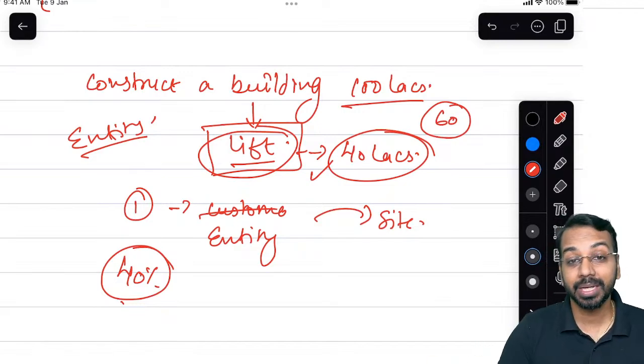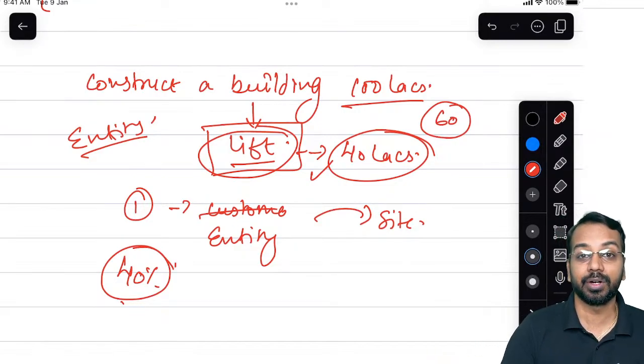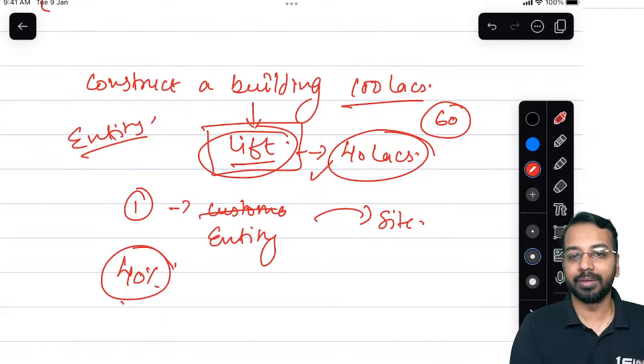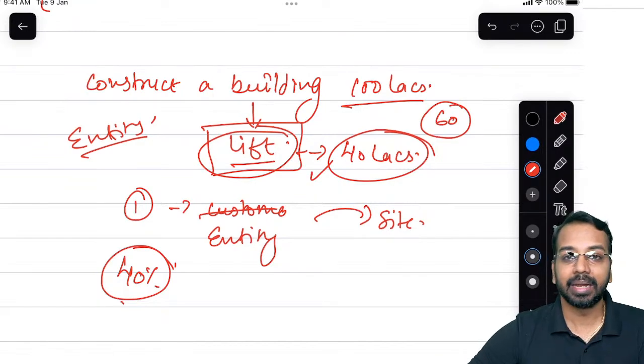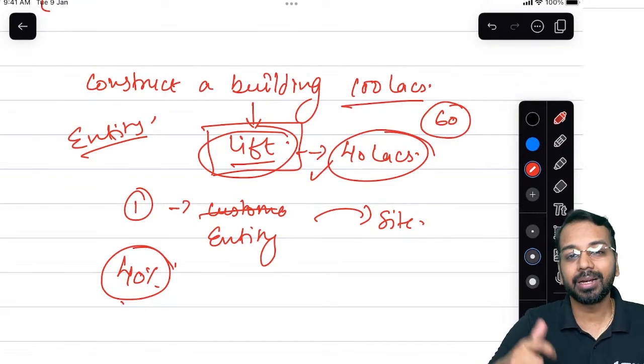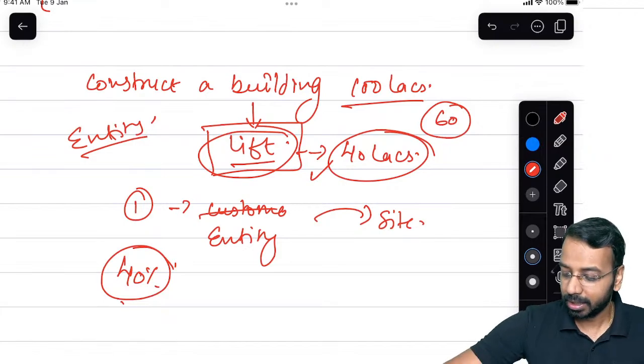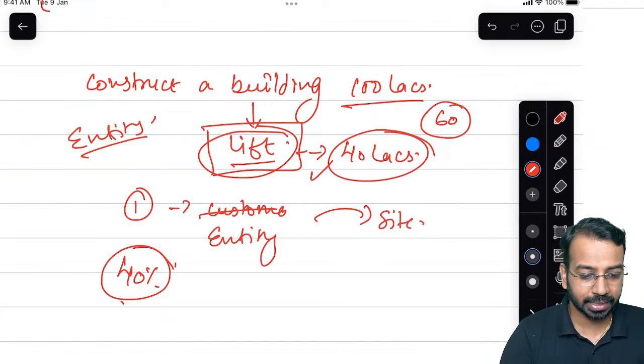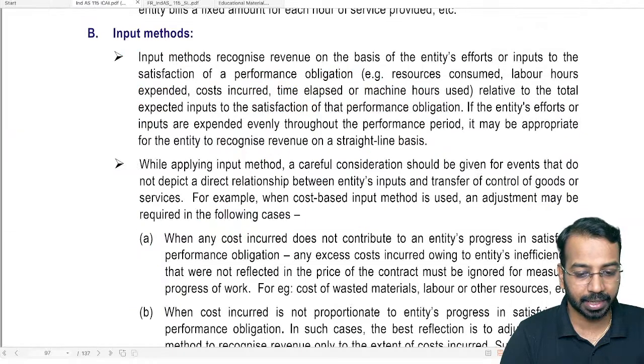No other cost has been incurred. Only lift has been purchased and delivered. Just because you have purchased the lift and delivered, you should not be recognizing revenue immediately, right? The reason being, it will unnecessarily show you a higher contract completion, right? So what the standard says is, in such cases, there are some specific criteria.